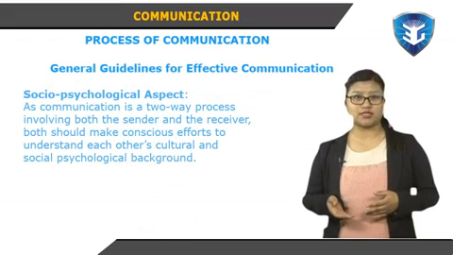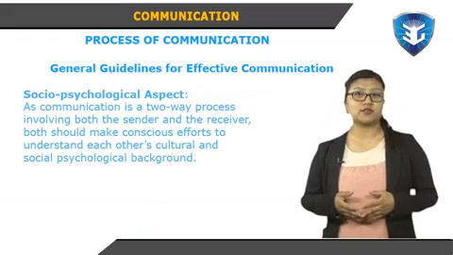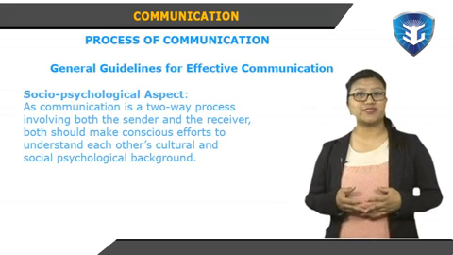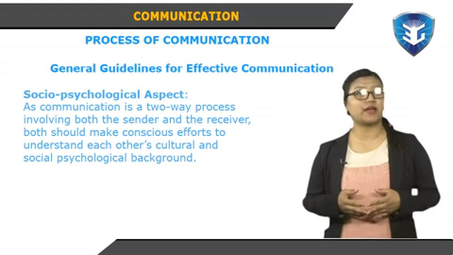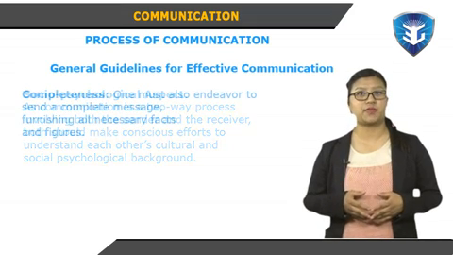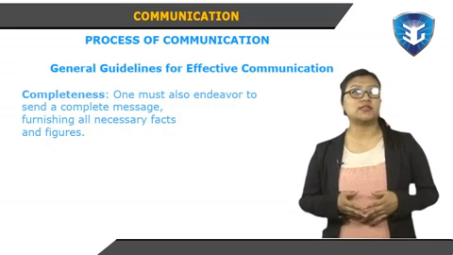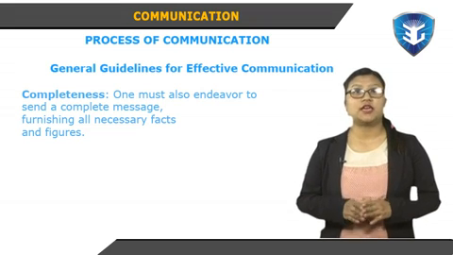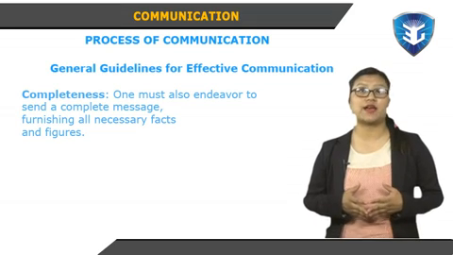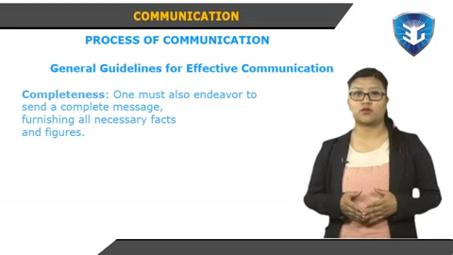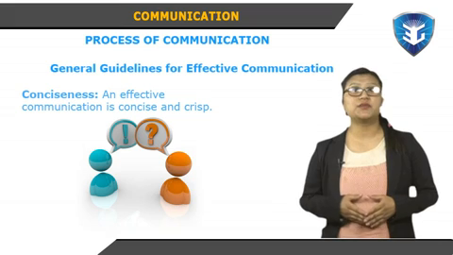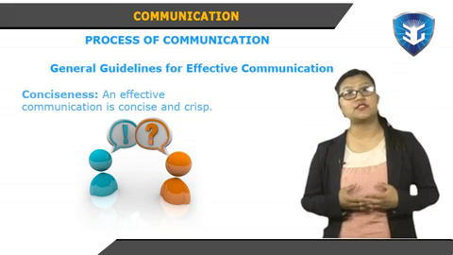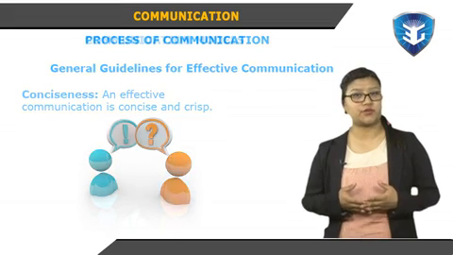Social or psychological aspect. As communication is a two-way process involving both the sender and the receiver, both should make conscious efforts to understand each other's cultural and social backgrounds or psychological backgrounds. Completeness. One must also endeavor to send a complete message furnishing all necessary facts and figures. Incomplete communication annoys the receiver, as a result of which proper feedback will not come. Conciseness. Completeness does not mean inclusion of unnecessary details or diversions. An effective communication is concise and crisp.